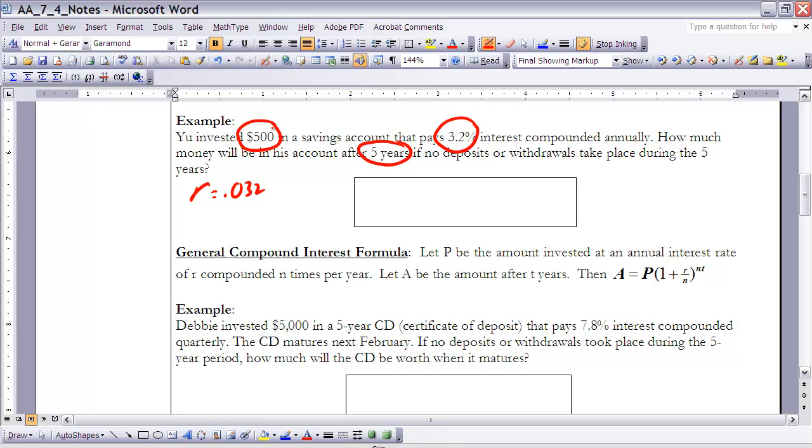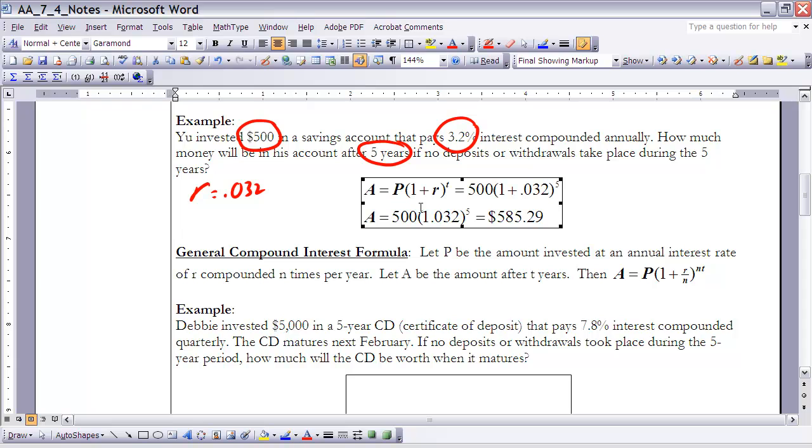So if we're going to do that problem, it's going to look like this. I'm going to put 500 in for P. I'm going to put 1 plus 0.032, the rate, and then raise it to the 5th power, the time. If I go ahead and plug that into my calculator, I have $585.29.